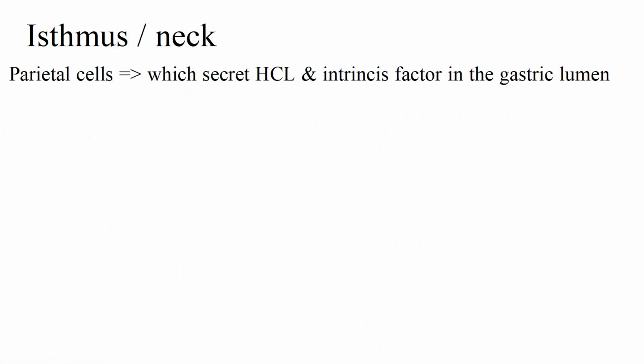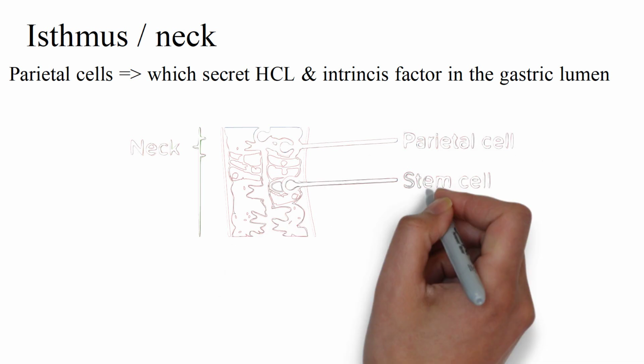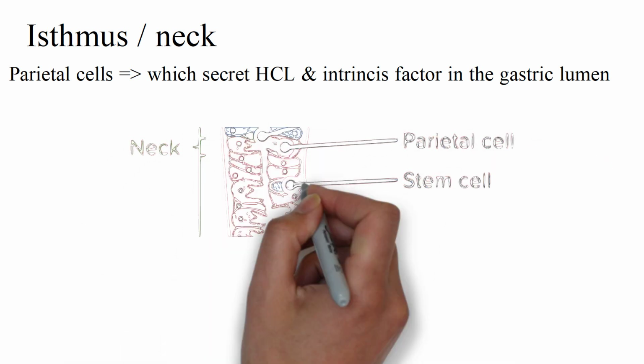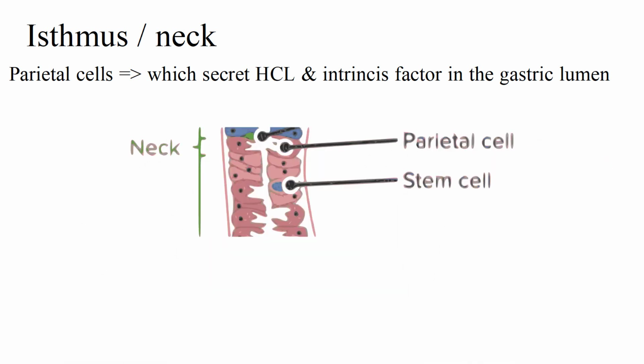Then we have second part known as isthmus or neck. Isthmus consists of parietal cell. Parietal cells secrete HCl and intrinsic factor in the gastric lumen. HCl helps in digestion and breakdown of the food, while intrinsic factor is used for absorption of vitamin B12.